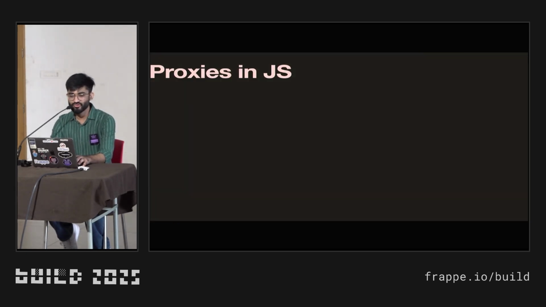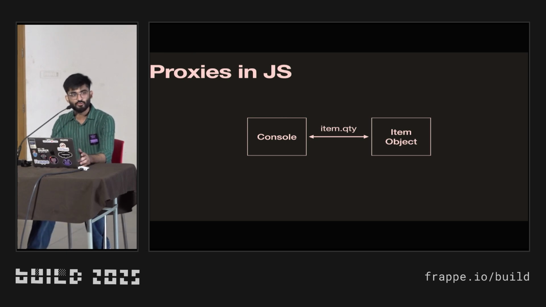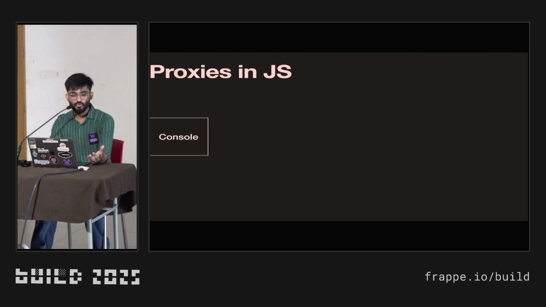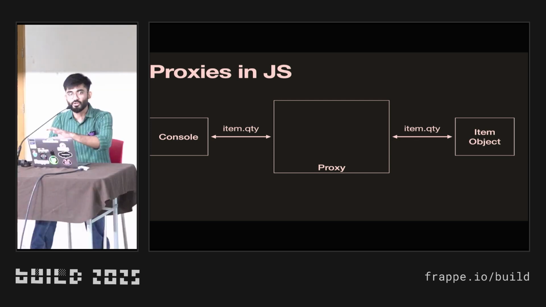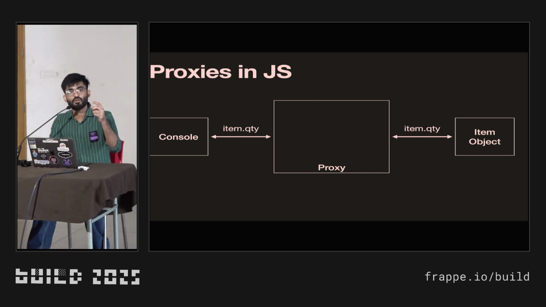So now, proxies in JS. When we try to print the value item.quantity, what usually happens is we take the value from the object and then print it. But what if we had a proxy around it? Instead of printing the value directly whenever we do item.quantity console.log, it goes to the proxy and then it tries to retrieve that value from the object.